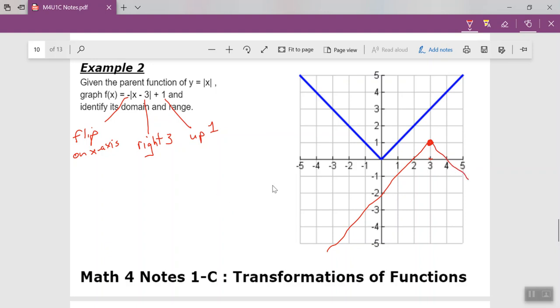And so now the new domain and the range. Domain is not really changing. It's still forever in both directions. And the range gets up as far as +1 and goes negative forever. So we're going to start with the negative forever and go up to the 1, and the range does include the 1, so he gets a bracket.